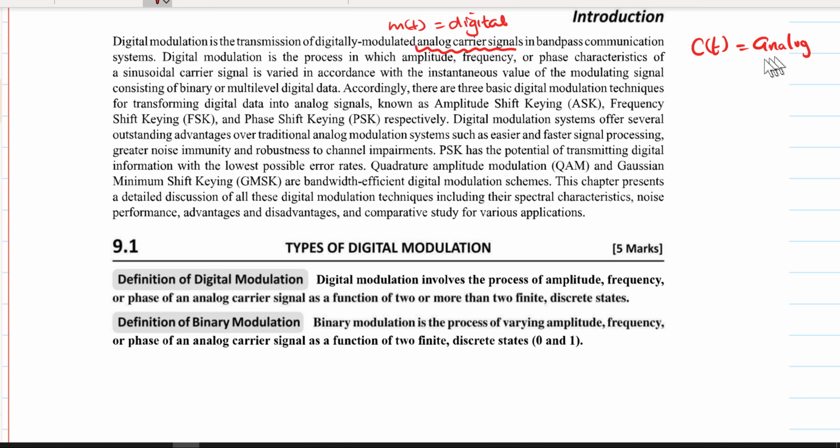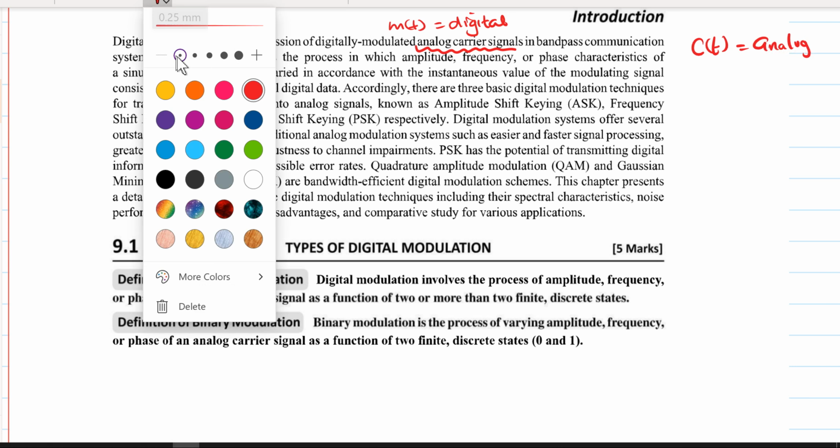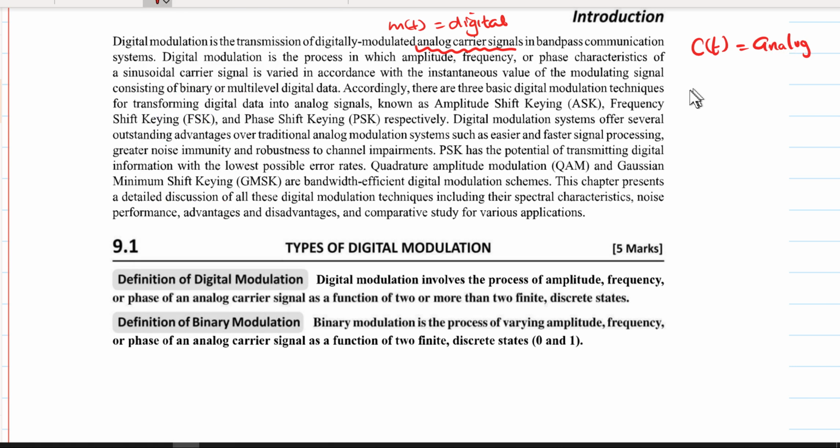The other point to remember is that for the analog modulation, m(t) and c(t) are both analog. So the difference here clearly stands out that for the digital or the bandpass modulation technique, we use a digital message and still the analog carrier.